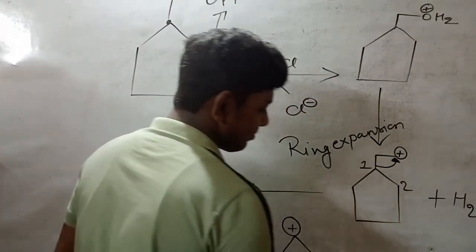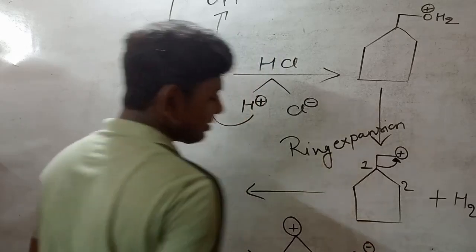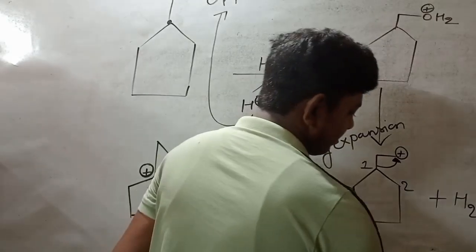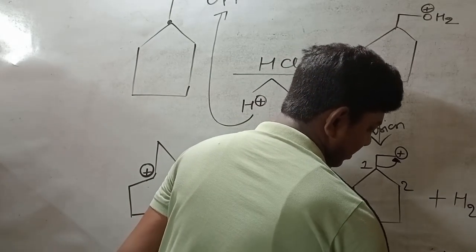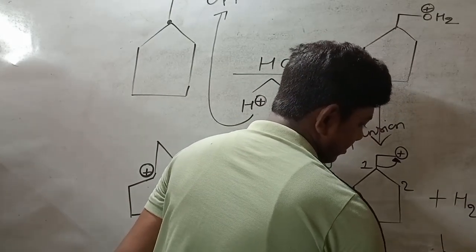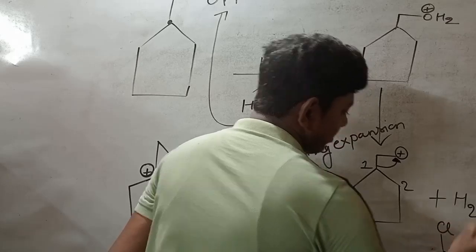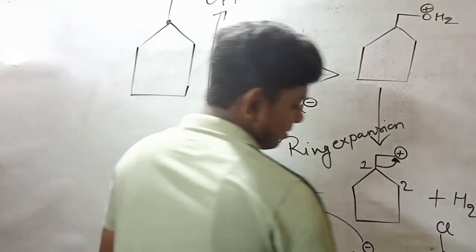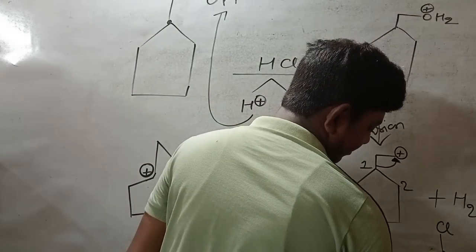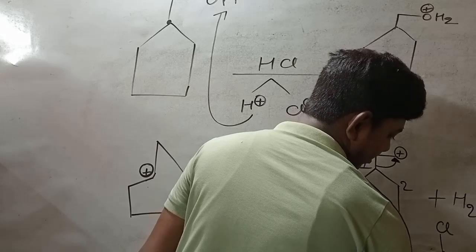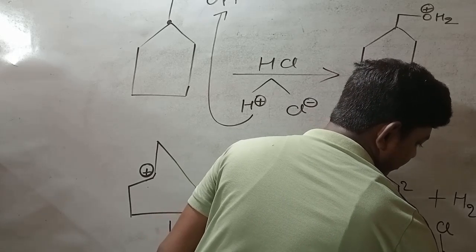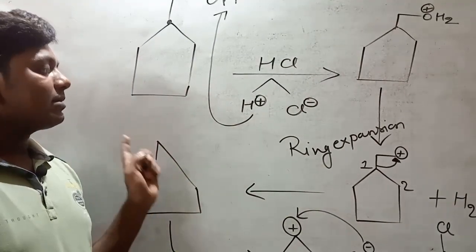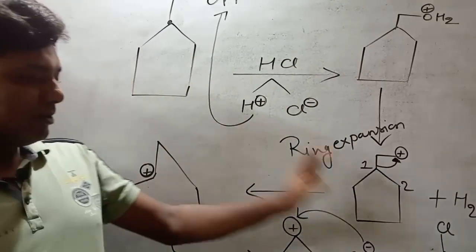Then chlorine minus attacks the most stable carbocation. So they formed chlorocyclohexane. During this, the reactant is converted into product.